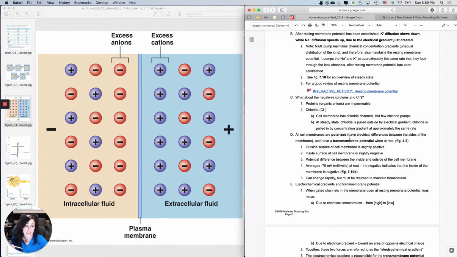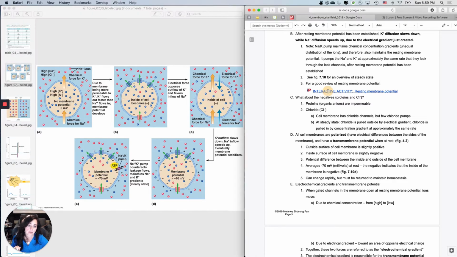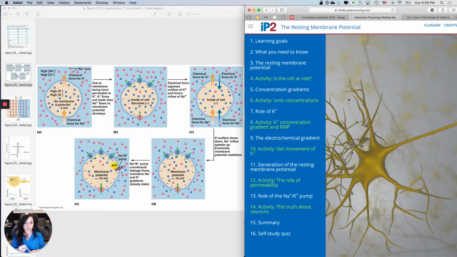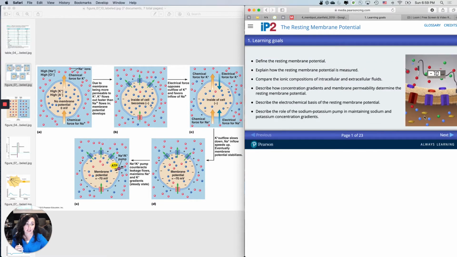There is also a fantastic interactive activity that I've linked for you here. This is something through your textbook. It's not just an animation. You can mess with it. You can play with this. It's called Resting Membrane Potential right here. So if you click on this, this will allow you to go through it sequentially. And it has you do things, and I would highly, highly recommend that you guys actually play with this.